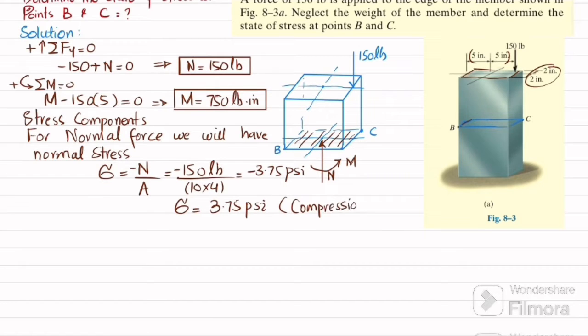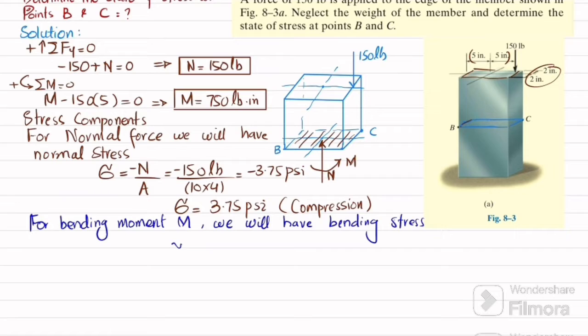Okay. Now the second thing is that you will find the bending stress. So you can see for bending moment M, we will have bending stress, and the maximum bending stress, we know, is equal to M into C divided by I, where M is the bending moment, C is the distance from the centroid to the outer layers, and I is the second moment of inertia. So the bending moment is 750 pounds into inch. What is C?